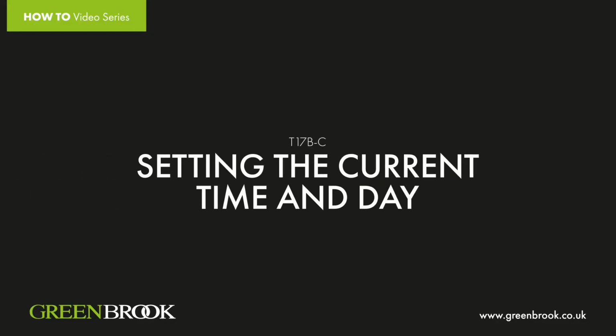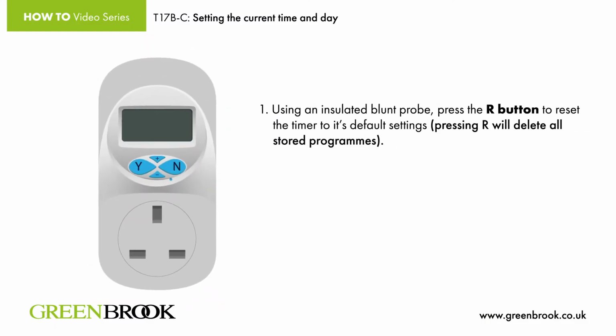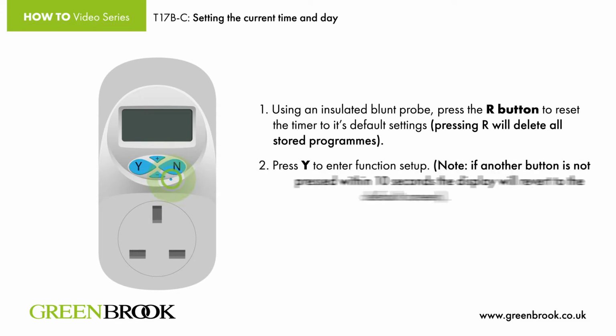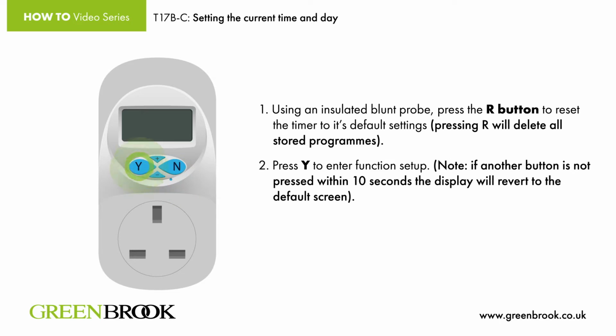Setting the current time and day. 1. Using an insulated blunt probe, press the R button to reset the timer to its default settings. Pressing R will delete all stored programs. 2. Press Y to enter function setup. Note, if another button is not pressed within 10 seconds, the display will revert to the default screen.